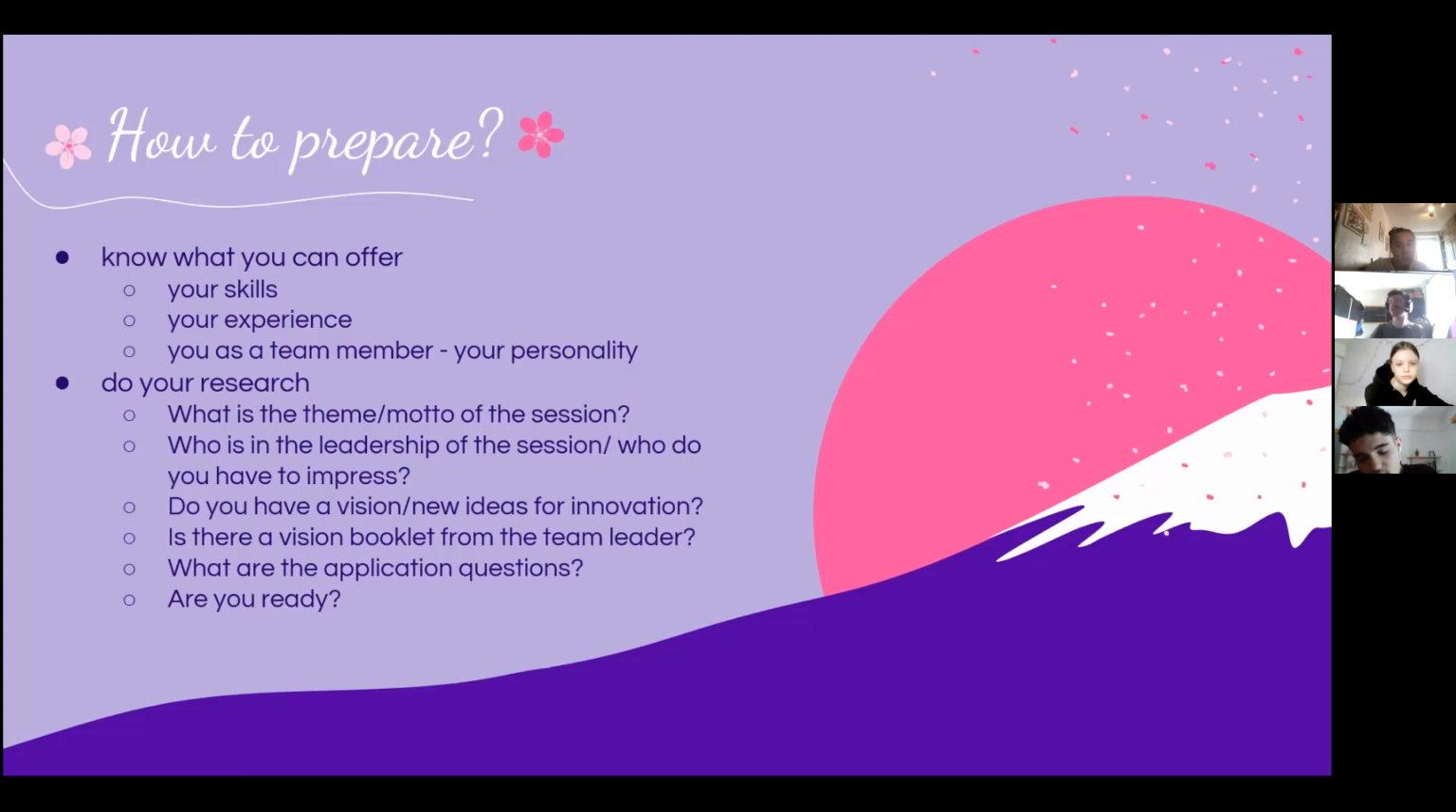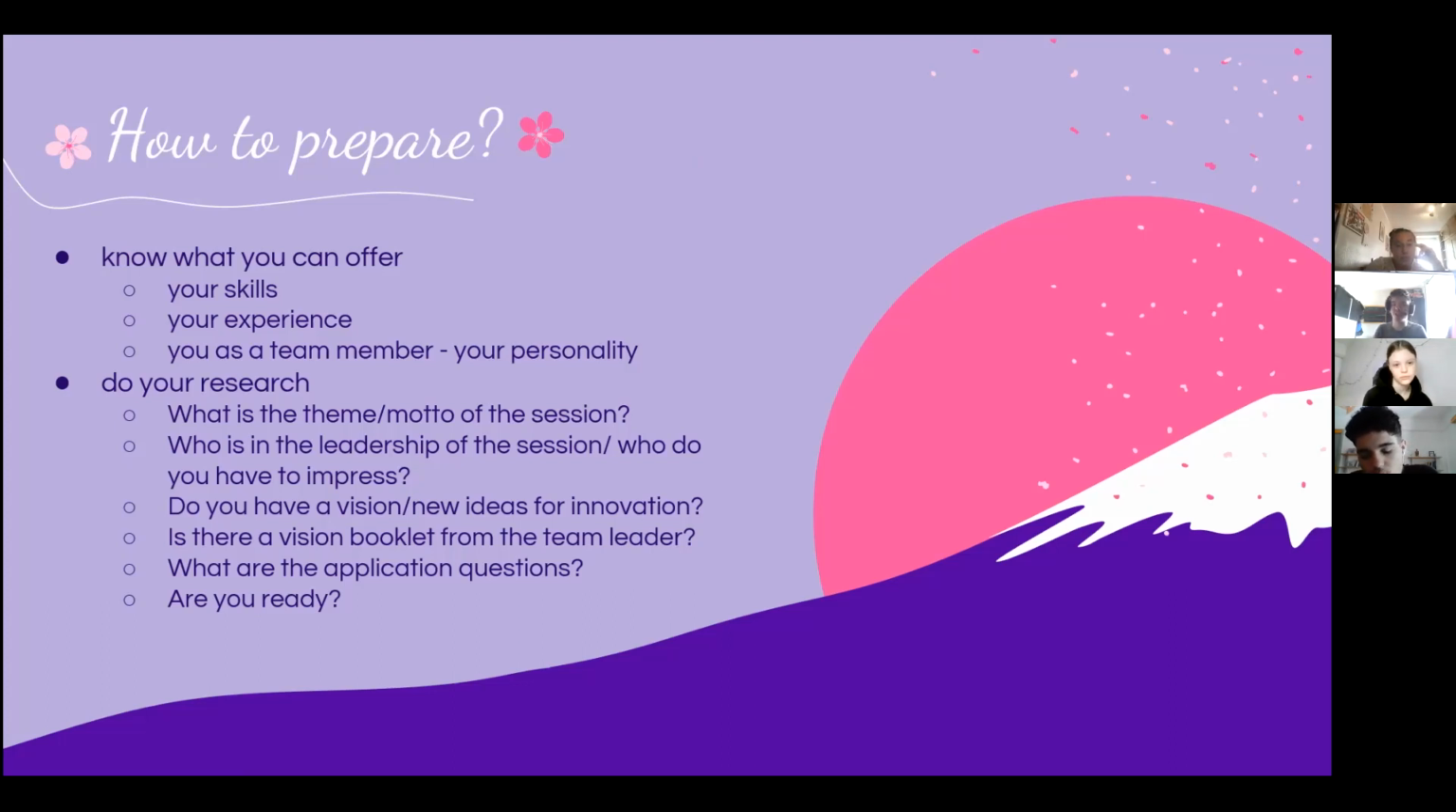So also, do your research on the session. What's the theme or the motto of the session? So you could look at that. Who's in the leadership of the session? Who do you have to impress? There's no point trying to impress the president if you're going to be a media team member. You need to tailor your answer to the person as well.